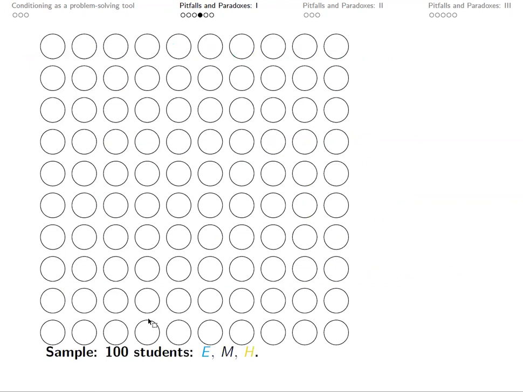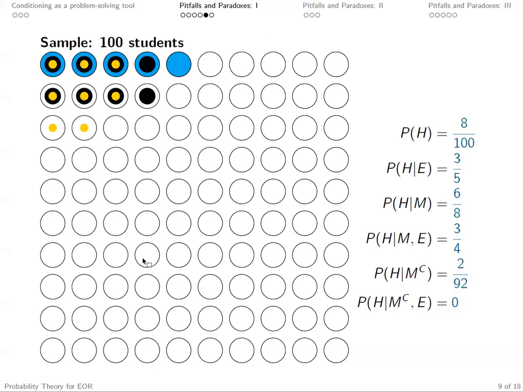Suppose we have a sample of 100 students. Those in blue are the students learning econometrics, and in black, those are the students who like mathematics quite a lot. And those yellow dots denote the ones who in the end earn high salaries. Then we could calculate a lot of different probabilities. So the probability of earning high salaries is going to be 8 out of 100.